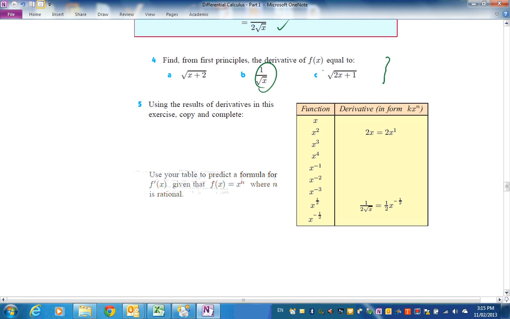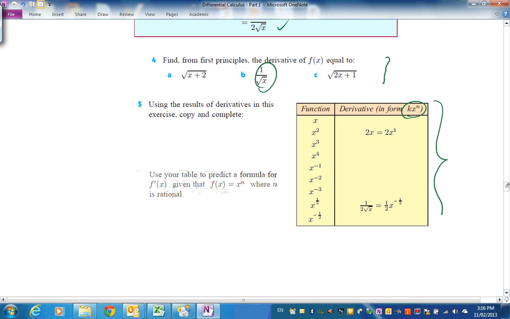And then finally, you might try to answer this question. Do you see a pattern when you have powers of x? Does the derivative f dash x follow a pattern? So you might like to try that.